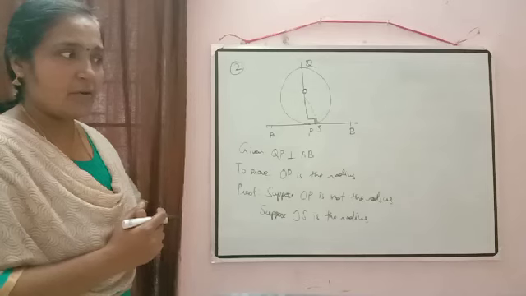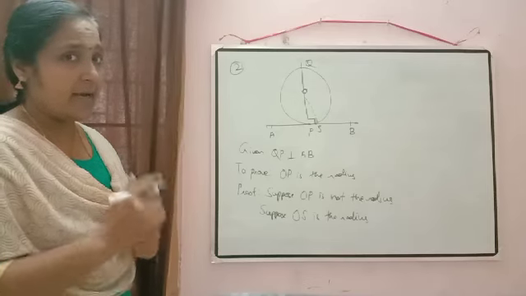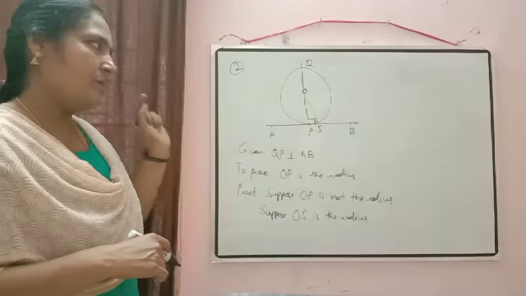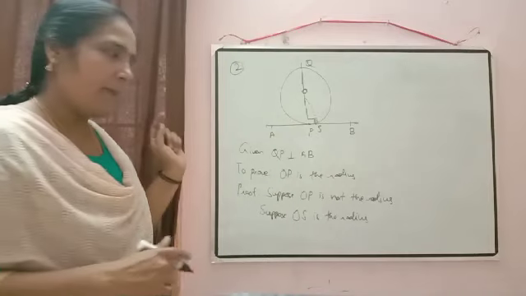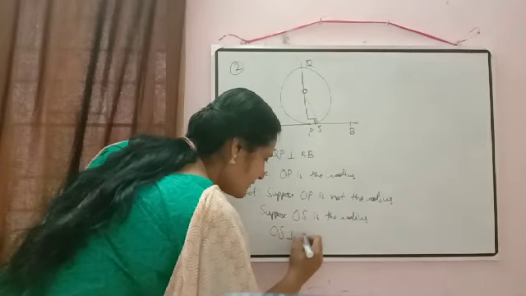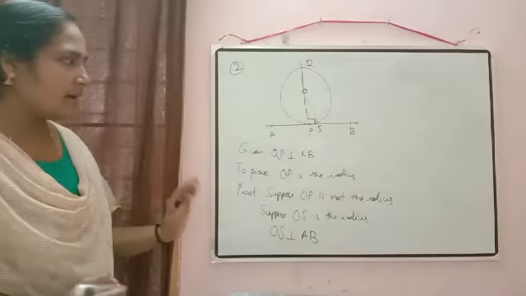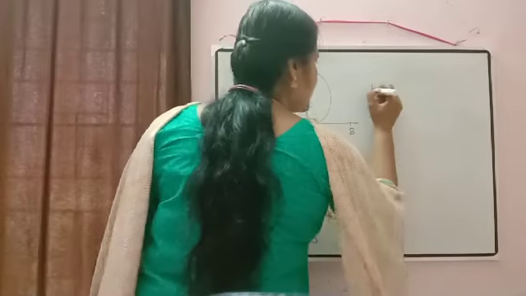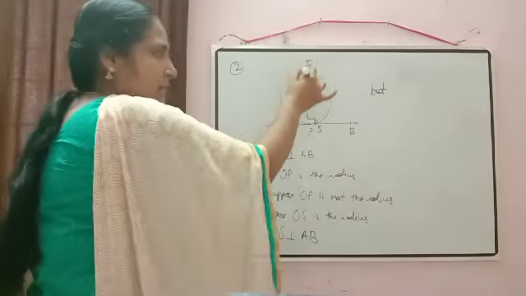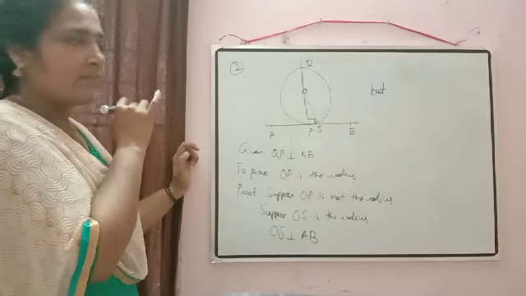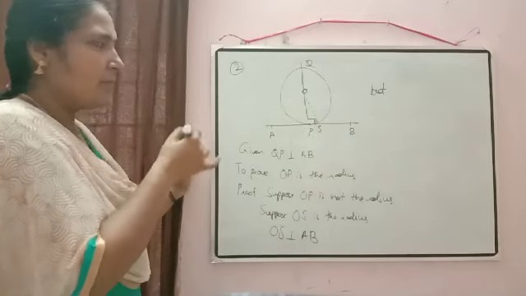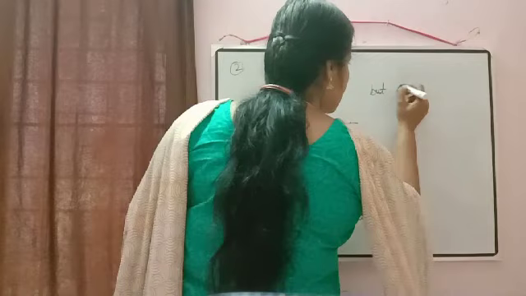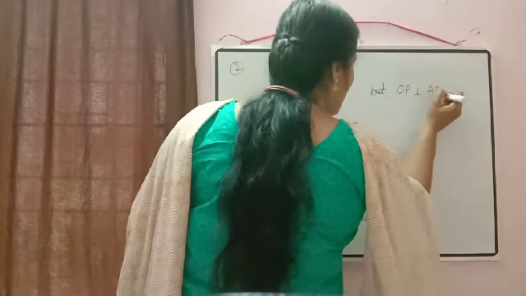Now what is the property we know related to radius? Yes, the radius is perpendicular to the tangent. So if OS is the radius, then OS should be perpendicular to AB. So write down there, OS is perpendicular to AB. Clear? But what is given in the question? It is given QP is perpendicular to AB. QP means OP is also perpendicular to AB only. So we write down there, but it is given OP is perpendicular to AB.